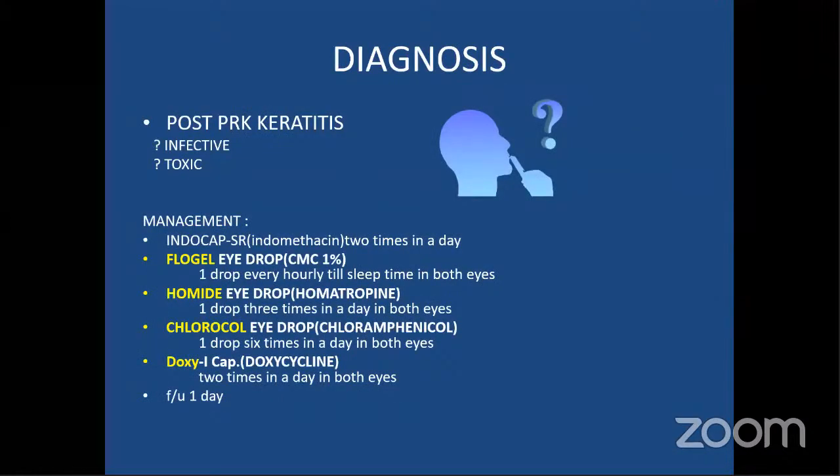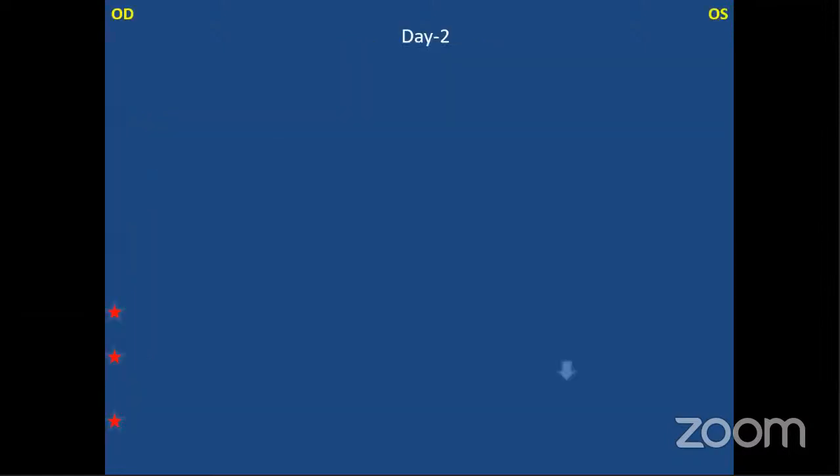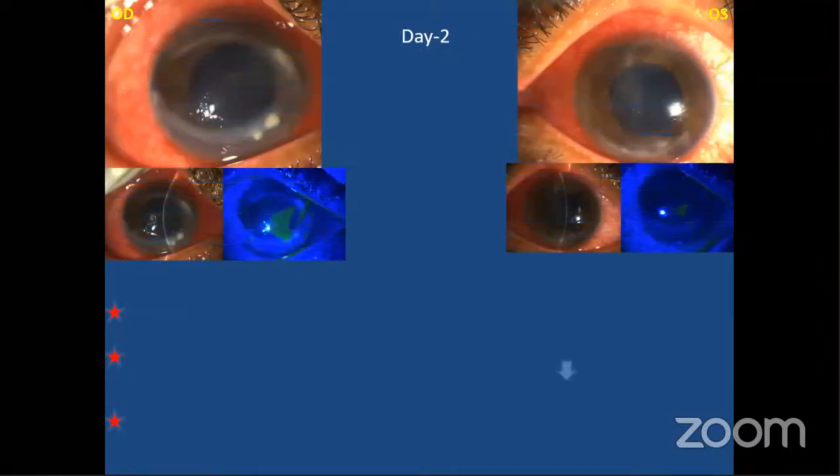So we came to a diagnosis of post-PRK keratitis. We were not sure whether infective or toxic. We decided to shun all the antibiotics and keep him only on chlorocol, which is surface friendly, other symptomatic treatment, and doxy to take care of the collagenolysis. Next, please. Next day, that is second day of presentation, he was symptomatically better. Next.